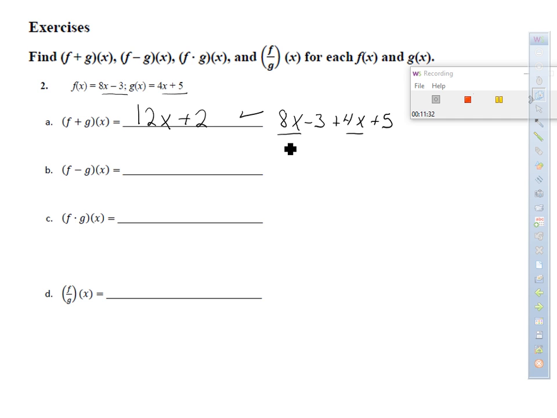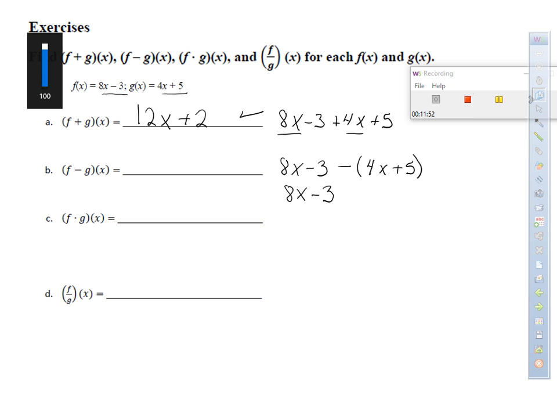Here's my part B. I'm going to take f of x, which is 8x minus 3, minus the quantity 4x plus 5. Now guys, if you don't want to write out the minus the quantity, you could also do this. Here's what I do on my answer key. When I see minus, I distribute a negative sign in there. So I'm going to think of that as minus 4x minus 5. Either way, now go combine your like terms. I'm going to get 4x minus 8.